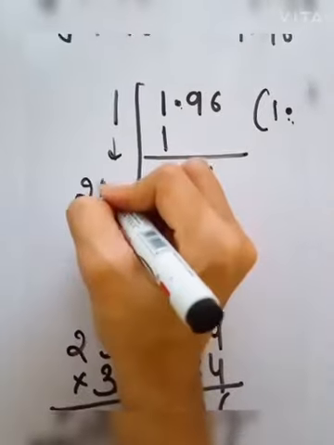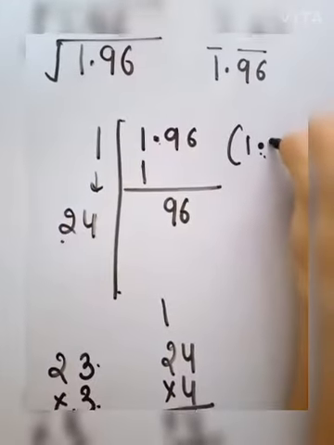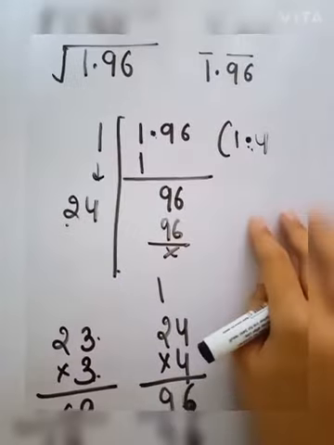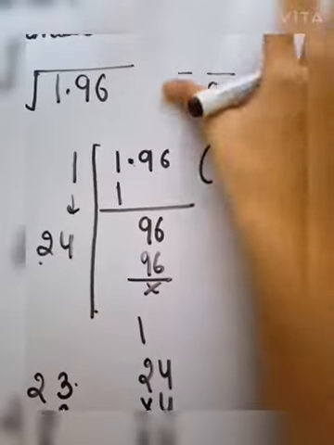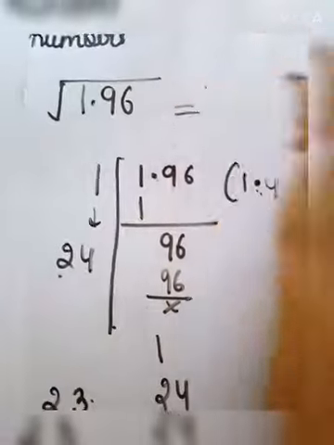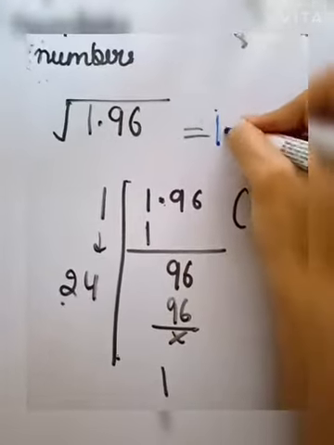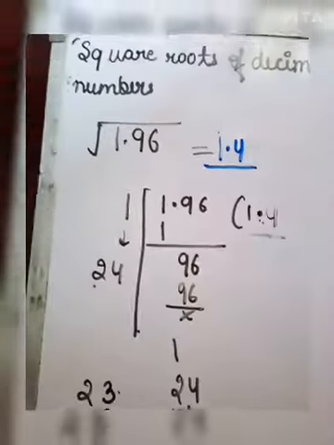So 24 into 4 is 96. Okay. So what is the square root of 1.96? It is 1.4.